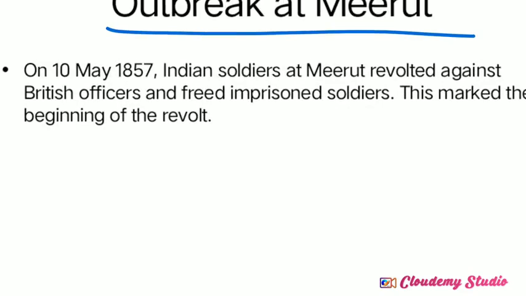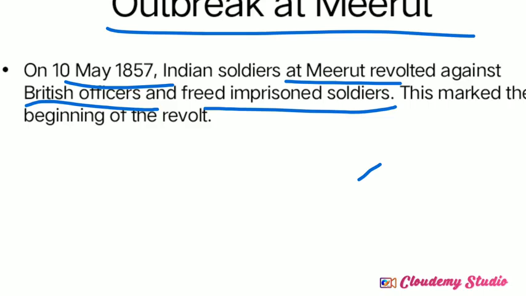Outbreak at Meerut means this: on 10th May 1857, Indian soldiers at Meerut revolted against the British officers and freed the imprisoned soldiers. See, Mangal Pandey decided to attack the British officers and attacked them also. After that, it created motivation for the Indian soldiers. I told you in the previous slide, correct? So after being motivated by Mangal Pandey's attack, many different Indian soldiers went to the Meerut region and revolted against the British officers.